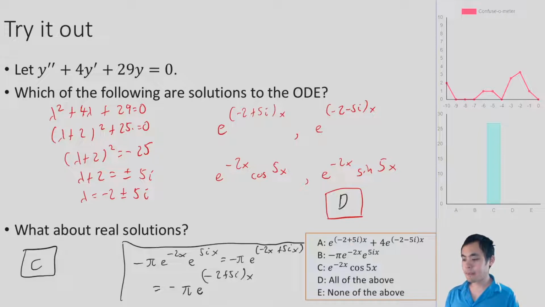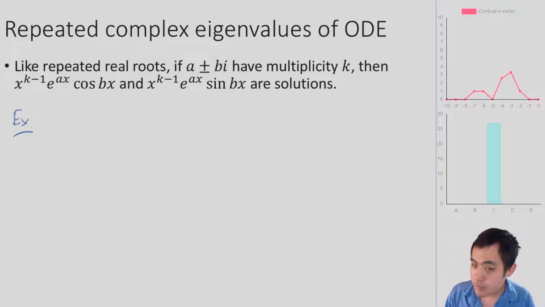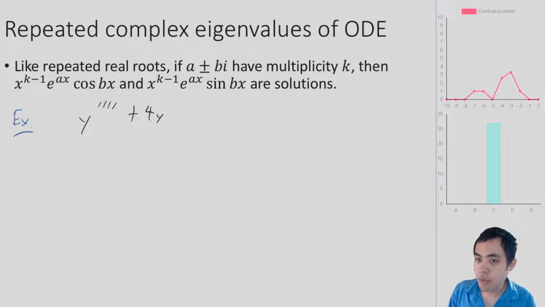Okay. Next. Like repeated real roots, if a plus or minus bi have multiplicity k, then you just have to add an extra x onto the front. So let me give an example, which is if you have y quadruple prime, that's 4 of them. Hopefully you guys can see those marks. Plus 4y double prime plus 4y is equal to 0. Well, then what we're left with is the characteristic polynomial, lambda to the fourth plus 4 lambda squared plus 4 is equal to 0.